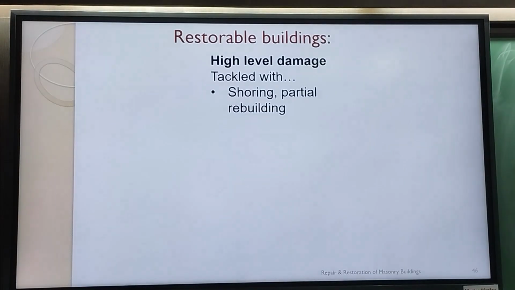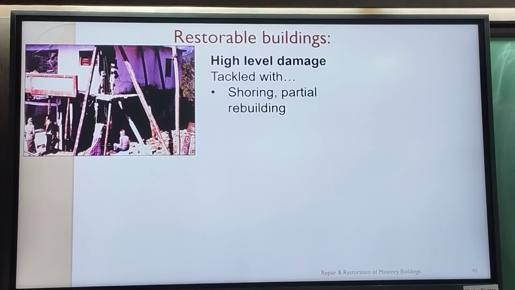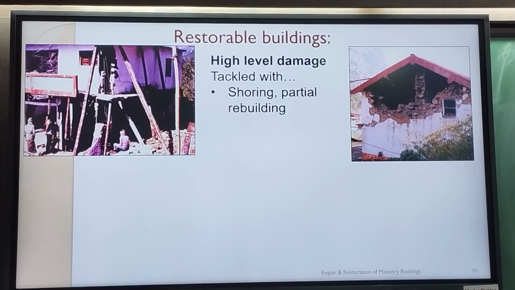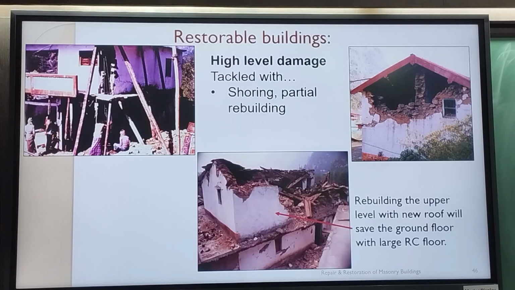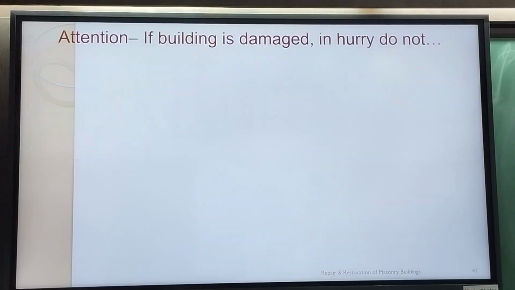Anyway, these are just examples of light damage. Now, these are examples of heavier damage, but all of these can be put back. Now, in this particular case at the bottom, the ground story is fine. It's only the upper story that is very badly damaged. That can be dismantled and put back using most of the same material.